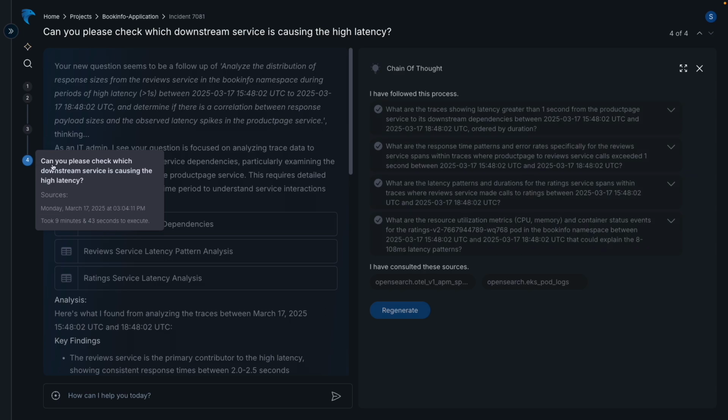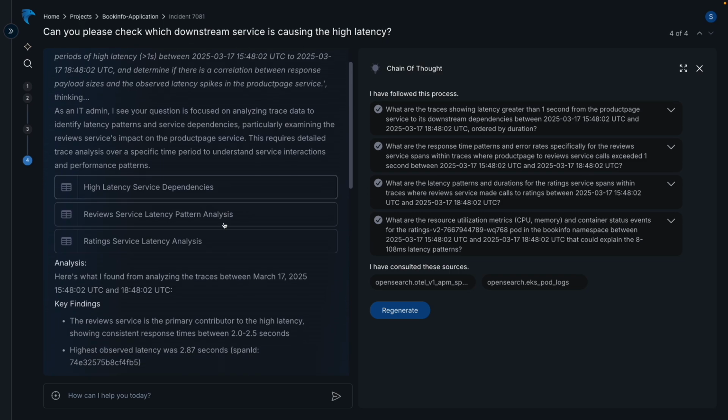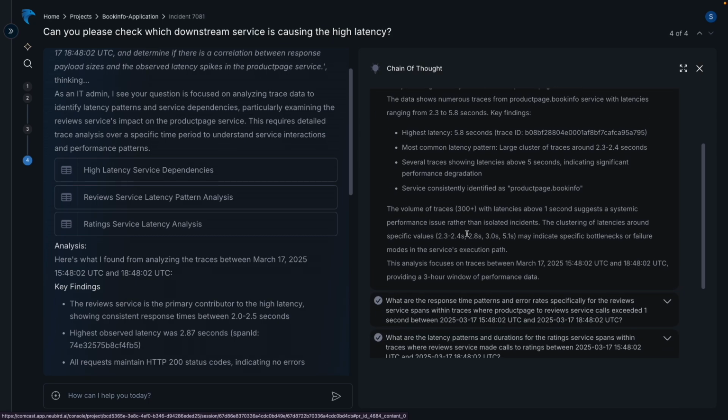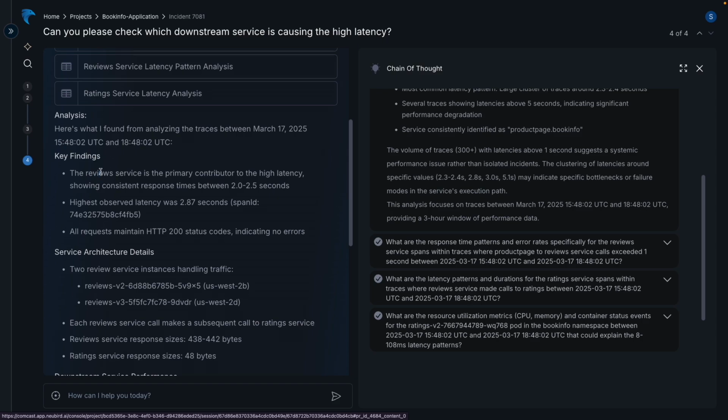So the next question that it asked is, can you check what downstream services are causing the high latency? So here we're kind of done with analyzing the front-end service throwing the alert, and we're going to use the spans to go check downstream services, right? And then this is where we're going to see that the reviews service is the primary contributor to the high latency in our product page service.